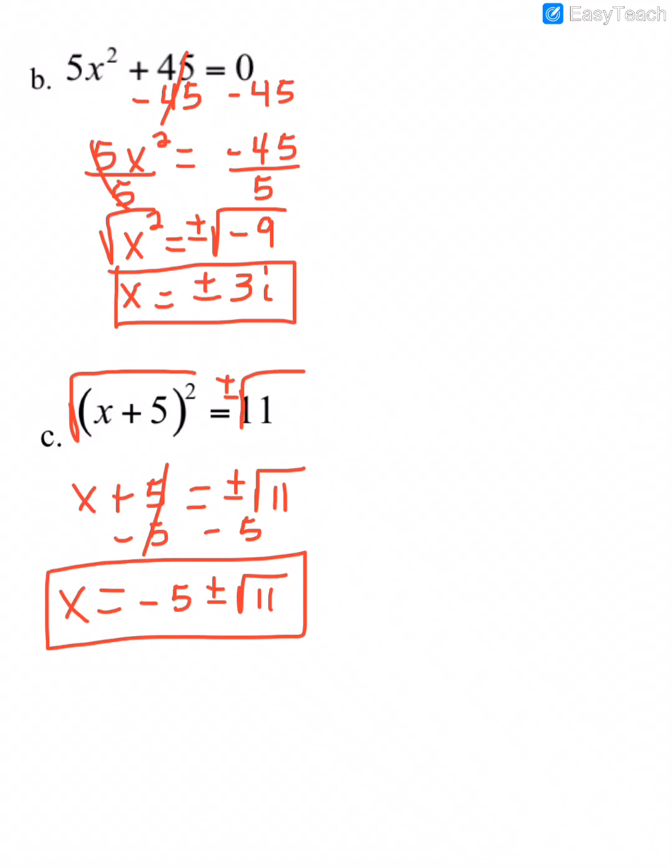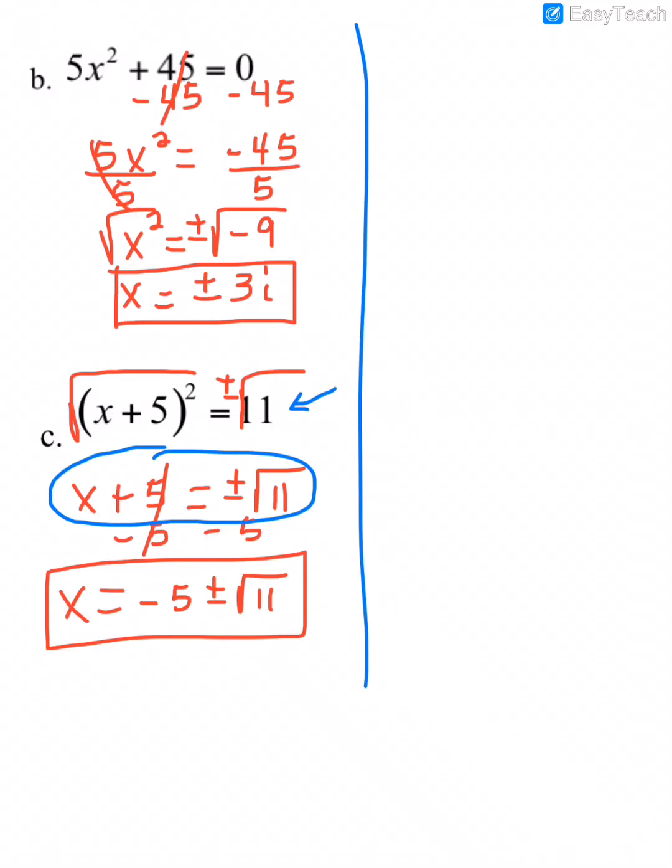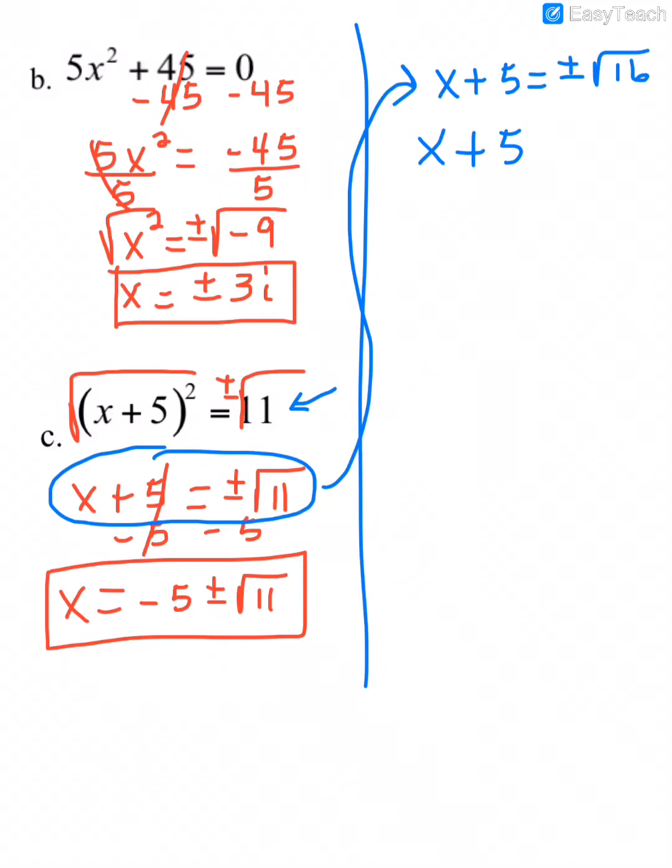Now, I just want to show you what would happen if this were a perfect square. Say if it were 16. So that means this step right here would look like this: x plus 5 equals plus or minus the square root of 16. Alright, so we would get x plus 5 is equal to plus or minus the square root of 16, which is 4. So now I'm going to get the x by itself by subtracting 5. Well, I'm not just subtracting 5 from 4, and I'm not adding 5 to 4. I'm going to have two different answers because that is a positive 4 and a negative 4.